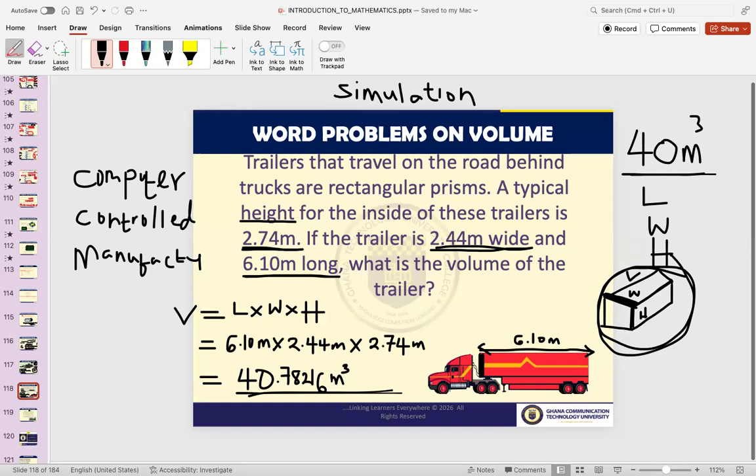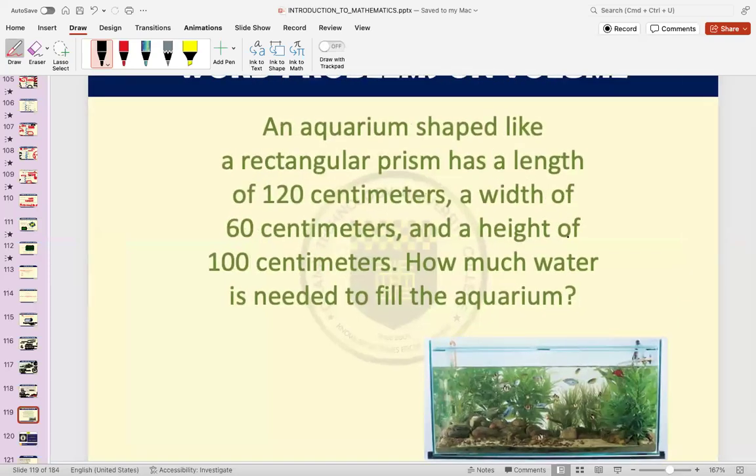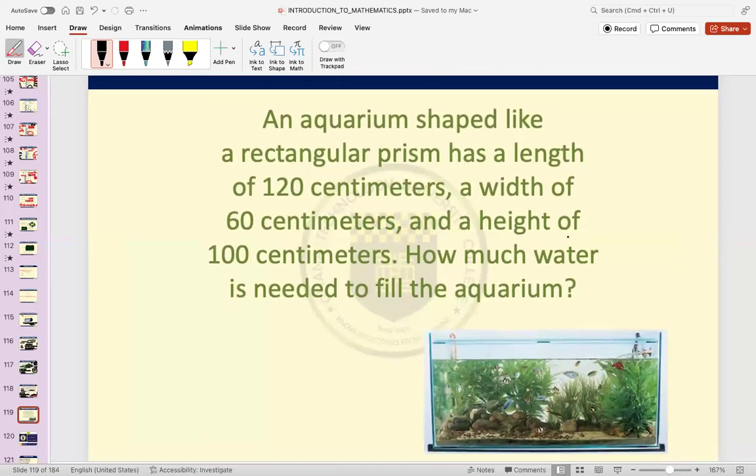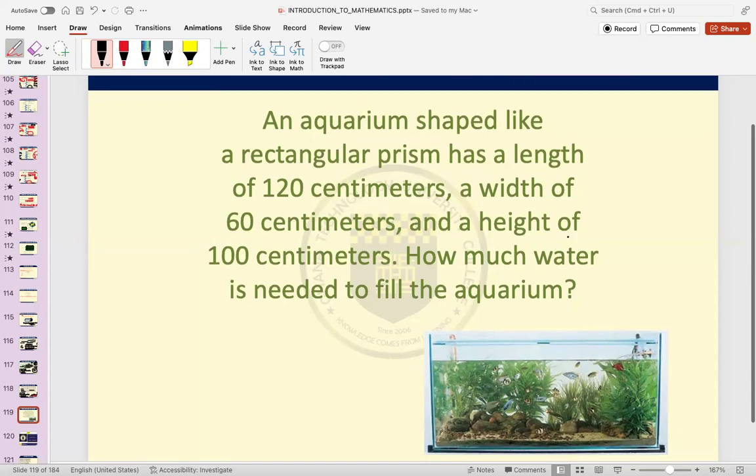Let's close the class with the last example for today. And then I'll open the floor for the last set of questions, and then we can close this morning's class. Now, the last real life example goes this way. It's an aquarium. And I'm sure all of you have seen an aquarium one way or the other in your lifetime. And let's see how they are also designed to hold water.